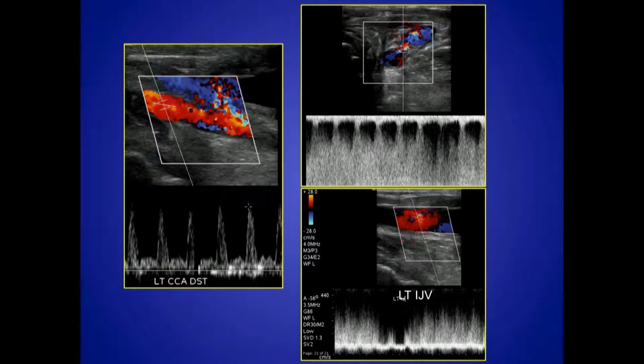Another way to prove it to yourself, of course, is to move the sample volume from the artery into the fistula, and you could see here that very high velocity, low resistance shunt pattern from the artery to the vein, because again, there's no resistance to flow into the venous circulation. And then you can drag the sample volume then into the vein and get that arterialized pattern.